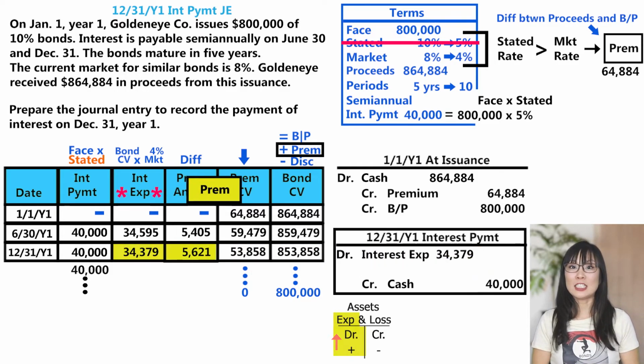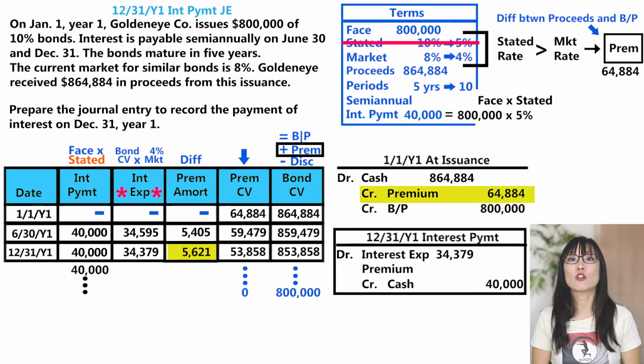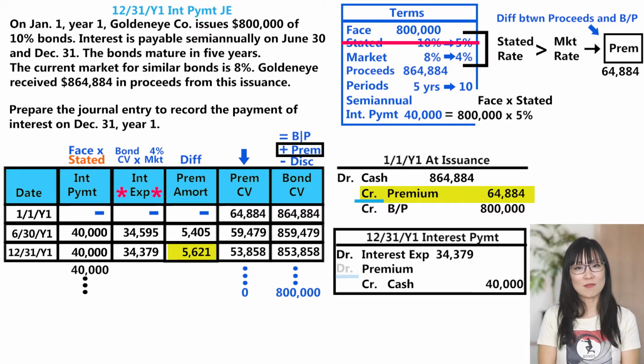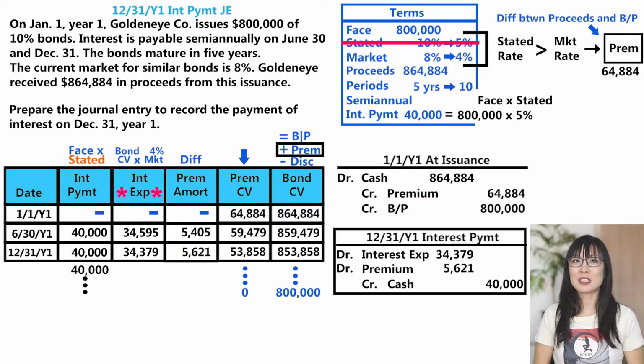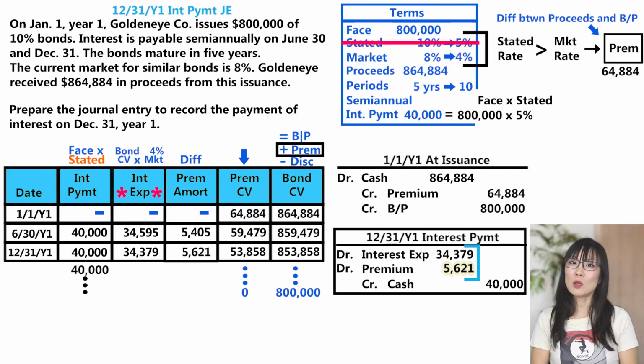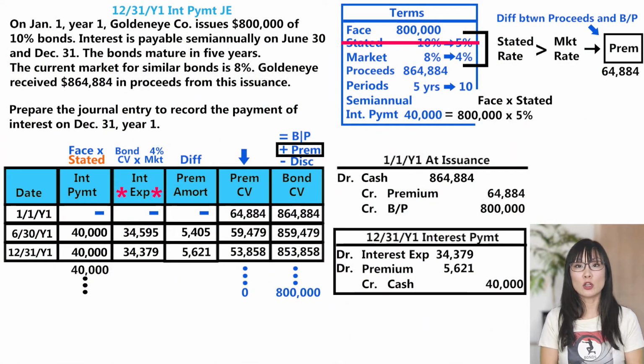Next, premium amortization. This is a reduction to the premium. Look at our entry made at issuance. We see that the premium was originally a credit. To reduce it, we debit, 5,621. Do our debits equal our credits? Let's add up our debits. 34,379 plus 5,621 equals 40,000. We equal. Let's take a step back here and note a few things.